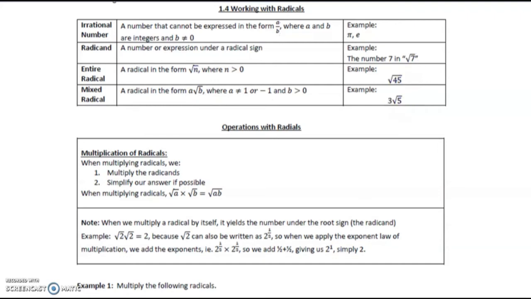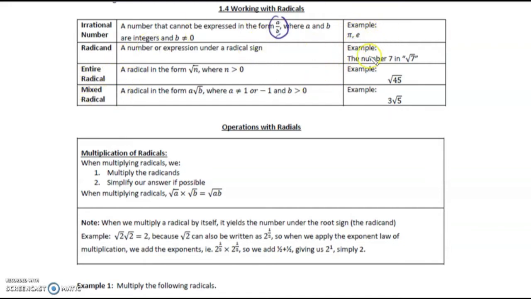1.4, working with radicals. Okay, so we're going to go over a couple definitions first. First, an irrational number is a number that cannot be expressed as an integer over an integer, a over b, where b, of course, can't be 0 anyways. Examples of these are pi or e. These numbers go on forever.